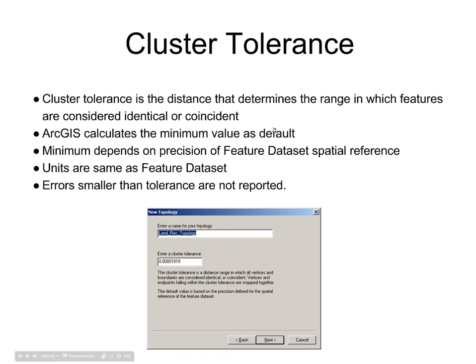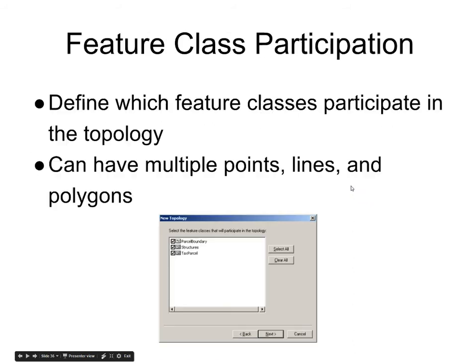You've got to make sure to specify the cluster tolerance. Remember that ArcGIS calculates the minimum value as a default and that the units are the same as the feature dataset. So errors smaller than the tolerance aren't reported. In this case, you can see the error is way out here in the 5th decimal place, and the coordinates for this are feet, so that's a very, very small number. Normally, we take the default cluster tolerance.